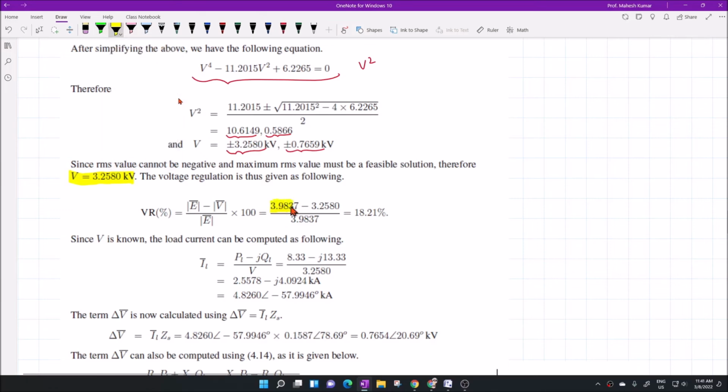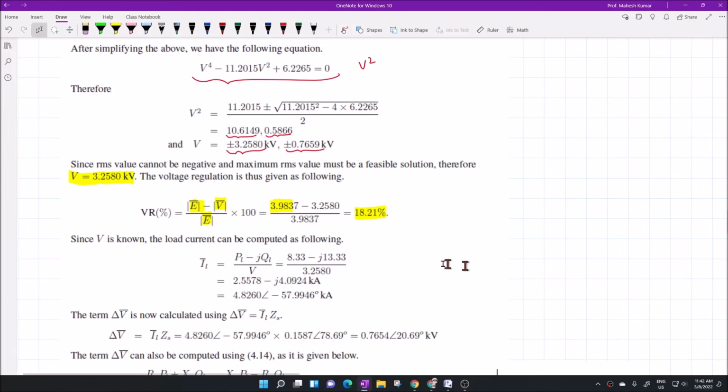So what is voltage regulation? E minus V by E. 3.98 minus 3.25 by 3.98. The voltage regulation comes out to be 18.21%, which is quite high. That means if there is 100 volts, then there will be a drop of 18.21 volt. The remaining voltage will be something around 82, which is quite less, and the load connected at the load bus may not operate.